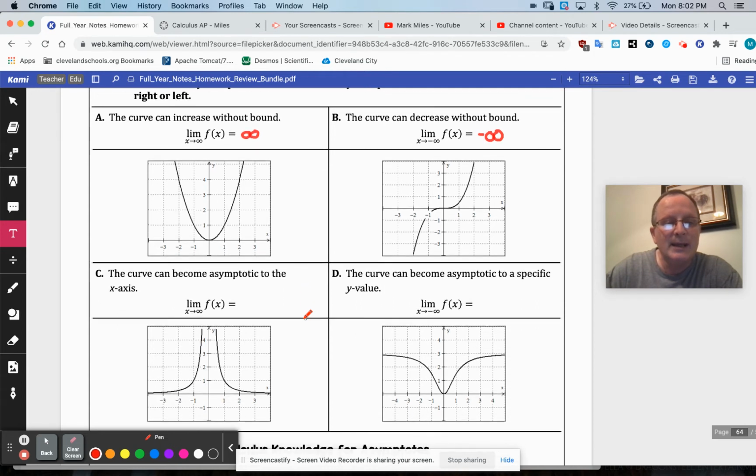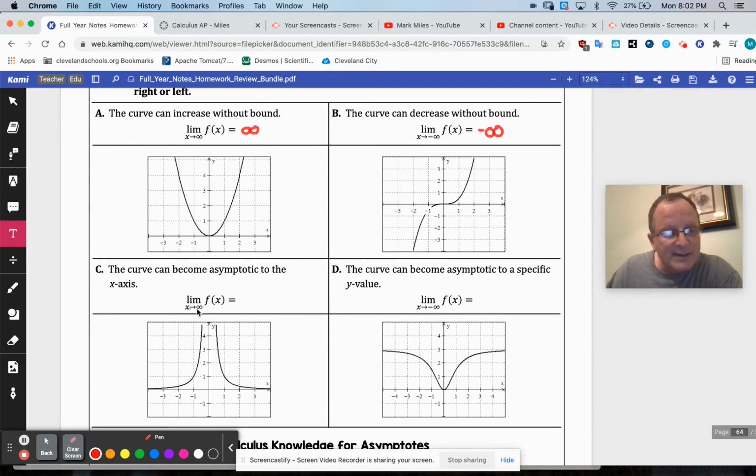And then it could be one of those that we saw where it's asymptotic to the x-axis. So as we're going to the right or left on both of those, it's heading towards 0. Never going to be 0, it appears. They got curvature here. Never going to be 0, but it looks like it's heading that direction.